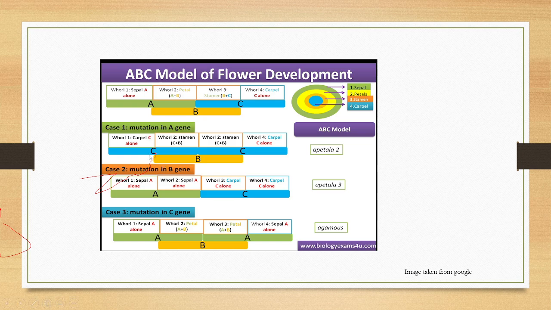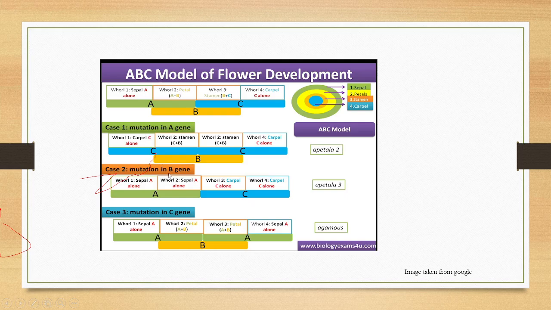Now what will happen? C alone will form carpel. So instead of sepal formation in the first whorl, carpel formation will take place. In the second, A plus B forms petals, but since A is mutated, C is here, so it will be B plus C. What forms B plus C? That is stamen. And this is the normal stamen and carpel. So if the A gene is mutated, the phenotype would be carpel, stamen, stamen, carpel.